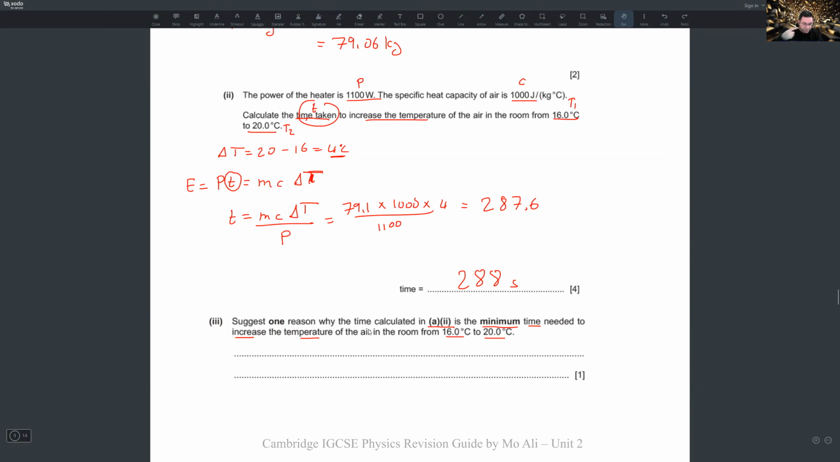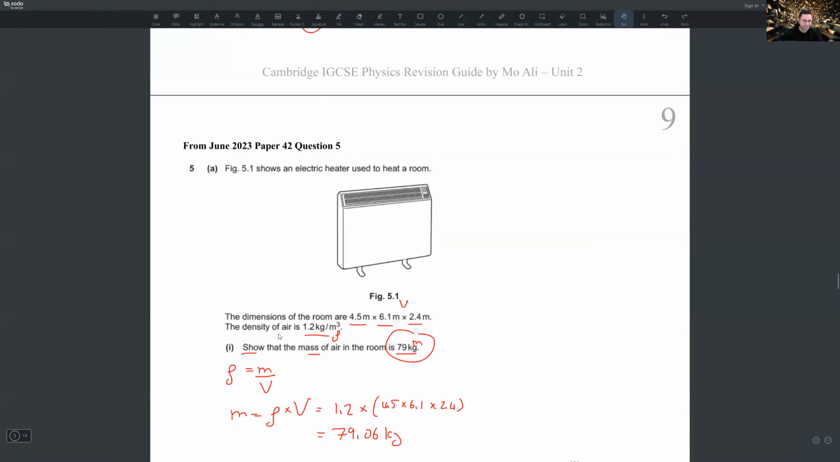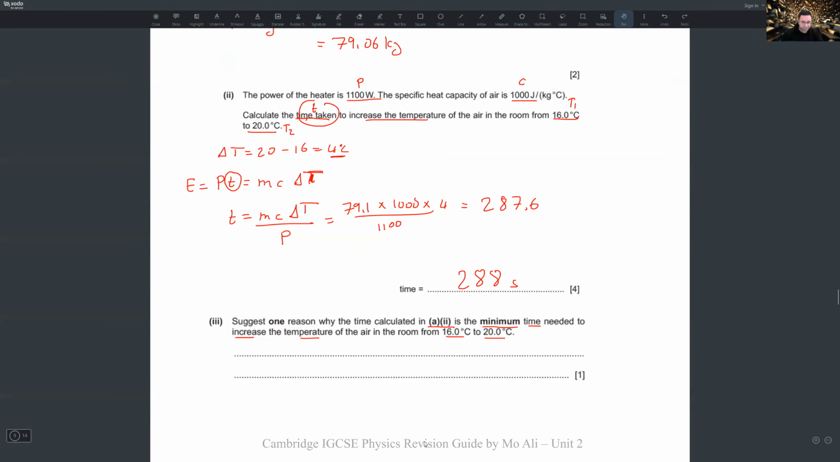One reason why the time is the minimum time. You have multiple ways of thinking of this. One of which is that the room is losing heat to what? Outside the room. You can think of it that way. The room is transferring or losing heat outside the room. You have to explain that, like through the windows, through the floor, through the walls, all of that.